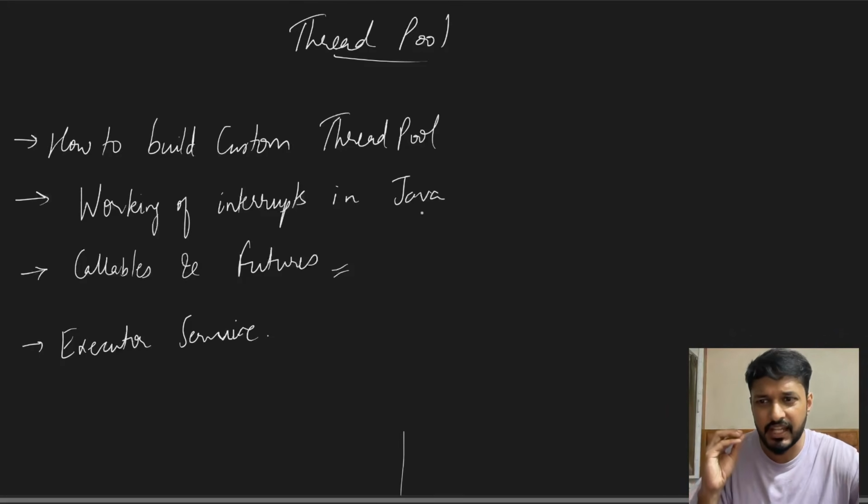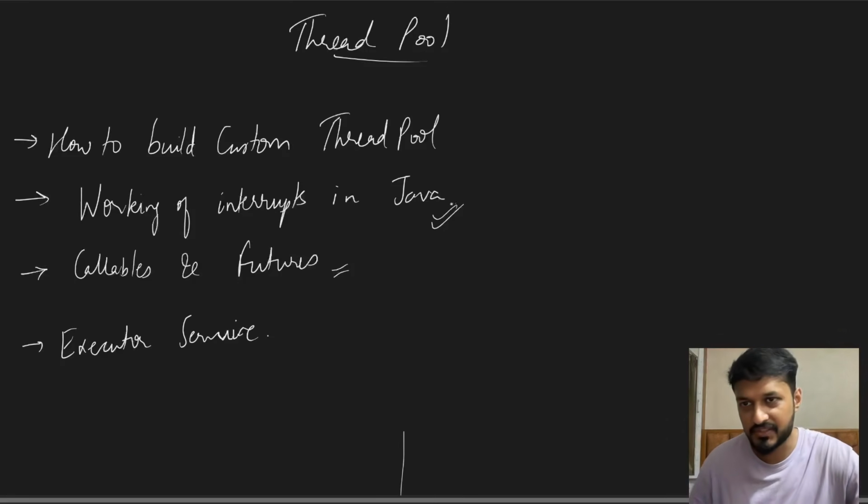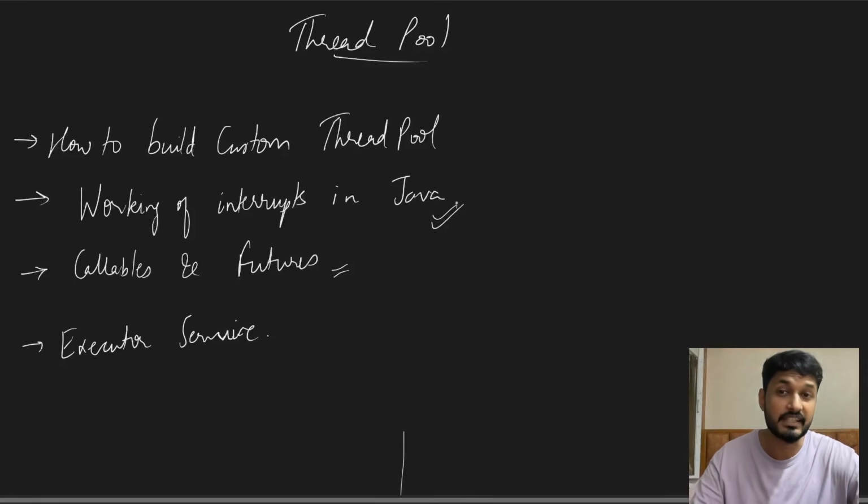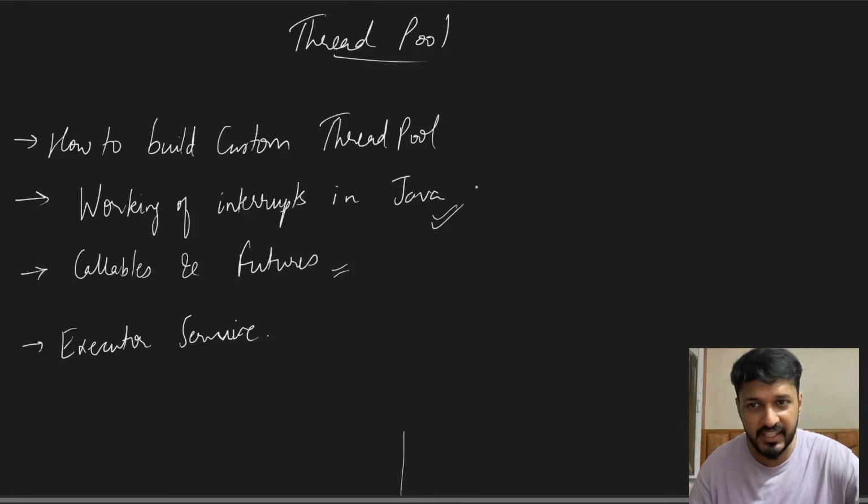Post that, we will have a small session about how interrupts work in Java, right? And after that, we will then probably jump into callables and futures, right? And after all these topics, finally, we will dive into executor service and you will see how simple it becomes to understand that. So without wasting any time, let's start with an analogy and build the foundation for building our custom thread pool.